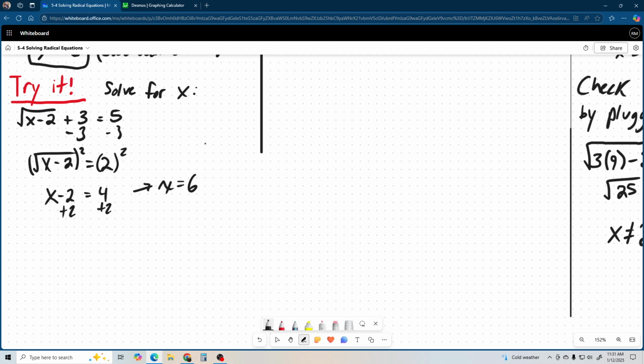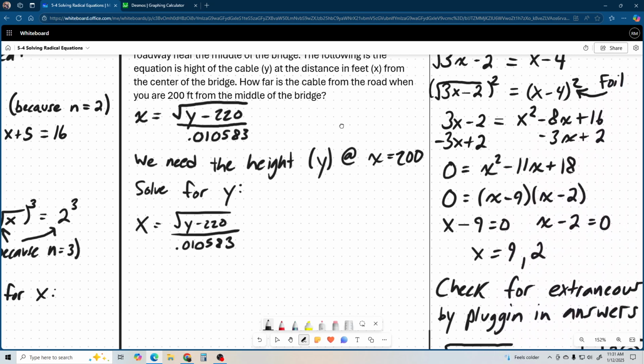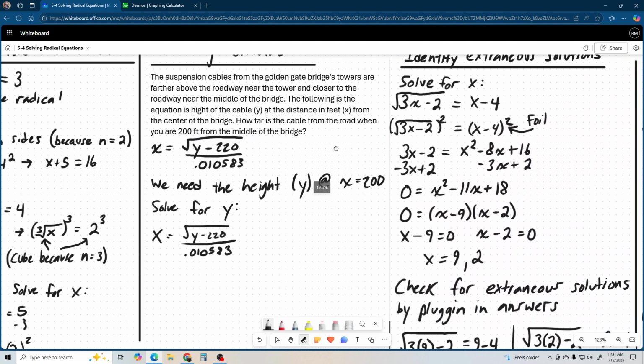Now, this was a very basic one, right? But it kind of taught us the skill. So it taught us that we can undo a square root by squaring something. We can undo squaring something by taking the square root of it. It's kind of the opposite. All right. So let's jump into a bit of a word problem here.